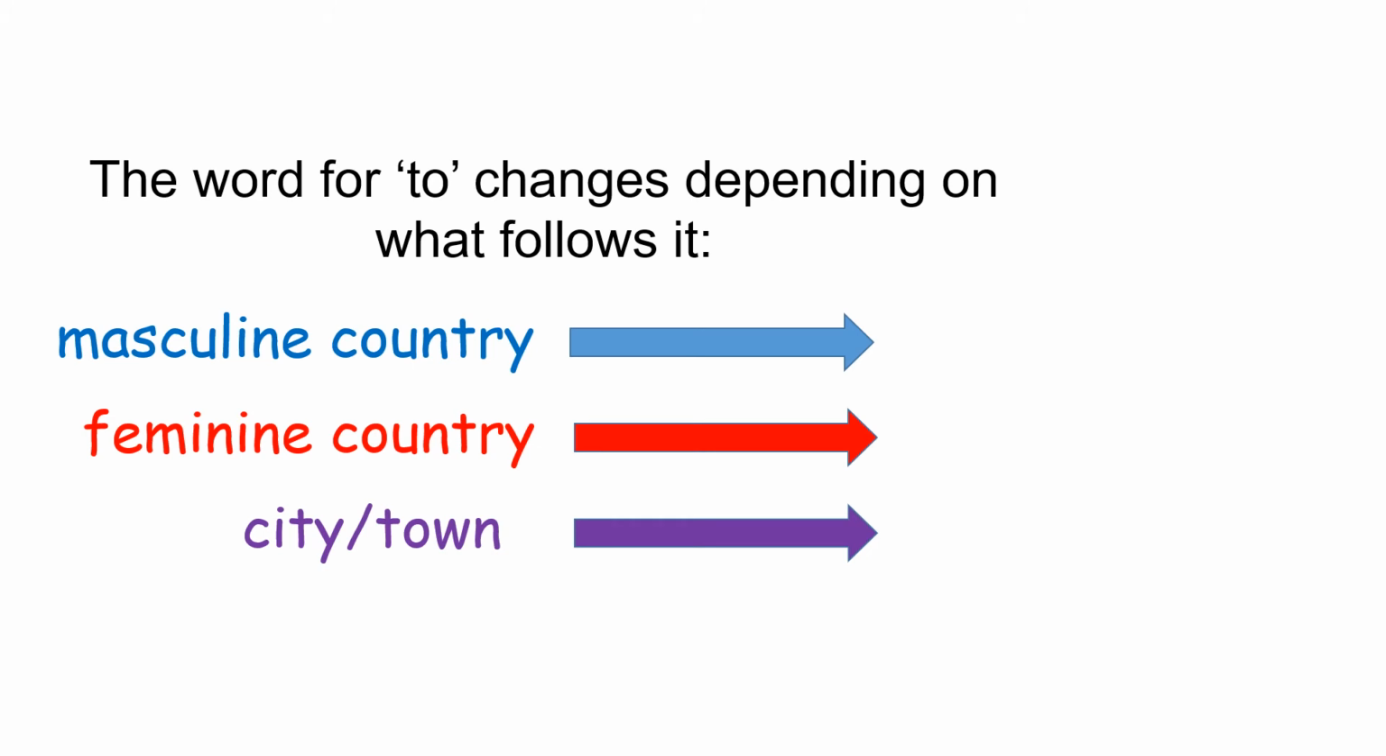The word for to also changes depending on what it follows. For a masculine country, what would it become? Au. For a feminine country, what would it become? En. For a city or a town, what would it become? À.